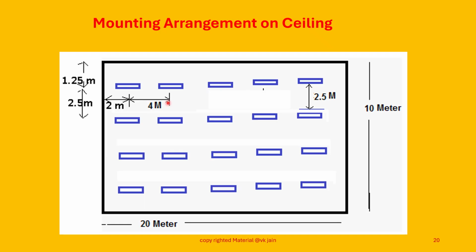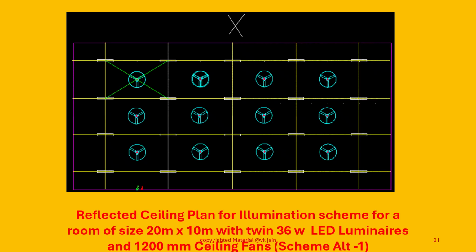We'll see other mounting arrangements also, because when we insert ceiling fans, the ceiling fan can come here, and come here, 4 rows. Well, it depends upon how many ceiling fans there are. So we'll see the second mounting arrangement.